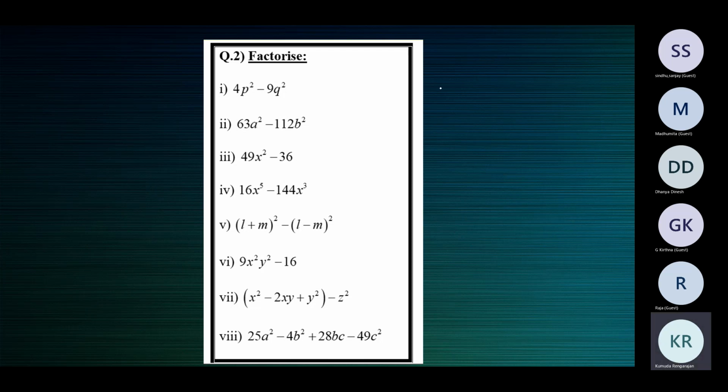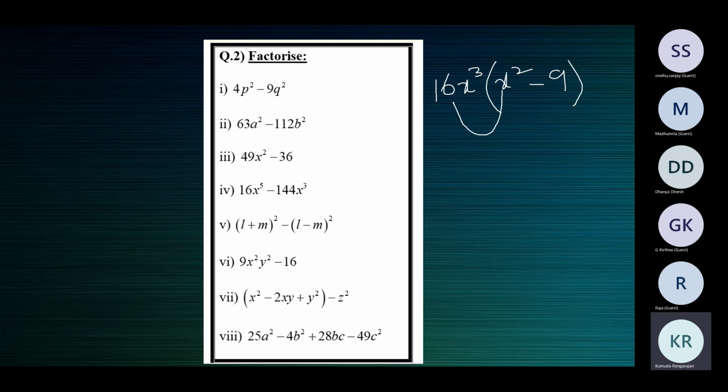When it comes to 16x to the power 5 and 144x cubed, 16 and 144 have 16 in common. x to the power 5 and x cubed have x cubed in common. This will be taken out of the bracket. x cubed into x squared is x to the power 5, minus 16 nines are 144. Close the bracket, because x cubed is already here. 16x cubed into x squared.